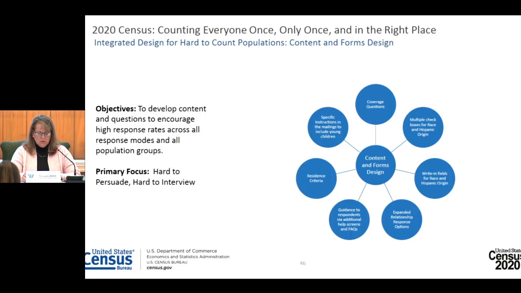Our residence criteria will guide who to include on a household roster. And we have included specific instructions in our mailing materials about including young children who are historically one of our hard-to-count populations. Our coverage questions, too, include added language associated with young children and serve as reminders to include this important segment of our population. Our primary focus from a hard-to-count framework perspective for content informs design is on the hard-to-persuade and hard-to-interview segments of our framework.